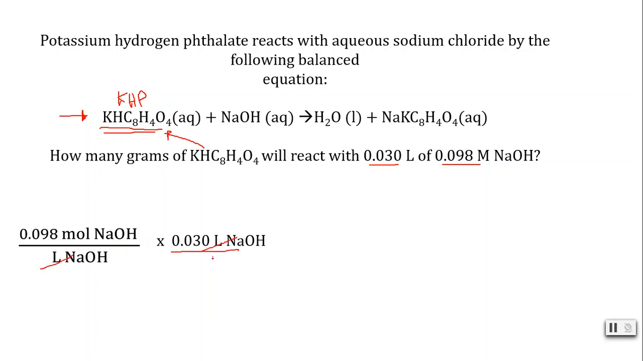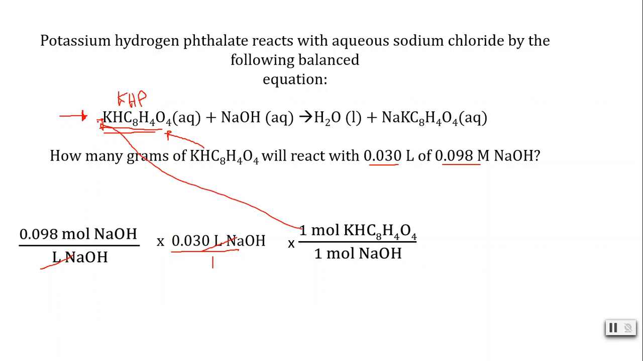And you can think about that as being over 1 if you want. And then when doing that, we have moles of sodium hydroxide. Then we can use the coefficients of the balanced chemical equation to relate moles of sodium hydroxide to moles of potassium hydrogen phthalate. Specifically, for every 1 mole of KHP, or potassium hydrogen phthalate, I have 1 mole of sodium hydroxide. This mole of NaOH in the denominator cancels out with this mole NaOH in the numerator.